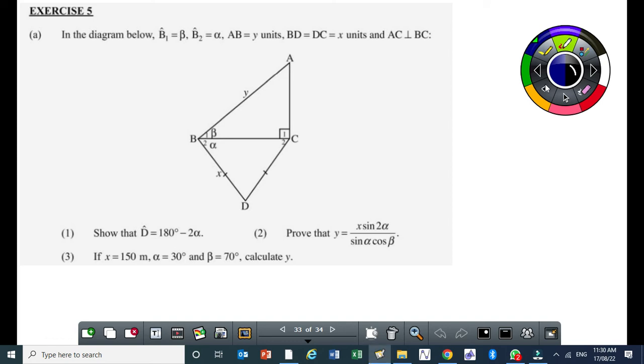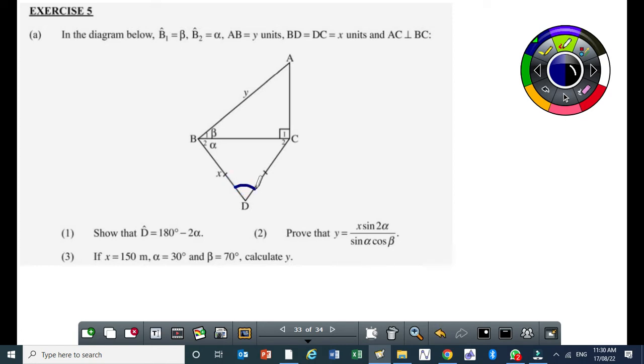The theorem of Pythagoras, your knowledge of reduction formulae. Okay? So the first question says, show that angle D is equal to 180 degrees minus 2 alpha. So your angle D is this one here.